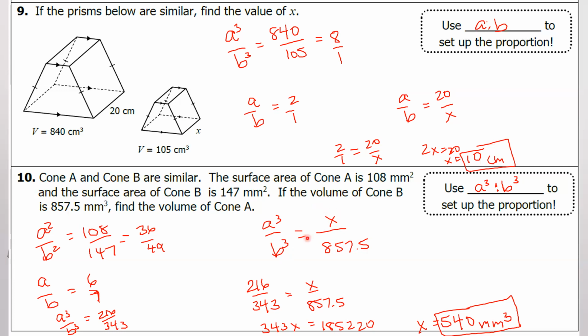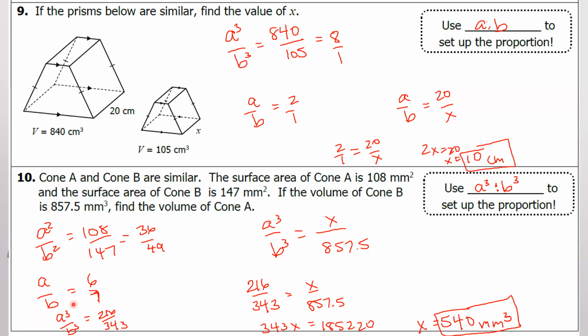Surface area, volume won't talk to each other. So I'm going to use the surface area to find my scale factor. A squared is 36. Square root, A is 6. B squared is 49. Square root, B is 7. Now I know the scale factor, 6 over 7, and I can use that to find A cubed over B cubed. If A is 6, 6 cubed is 216. B is 7, so 7 cubed is 343.